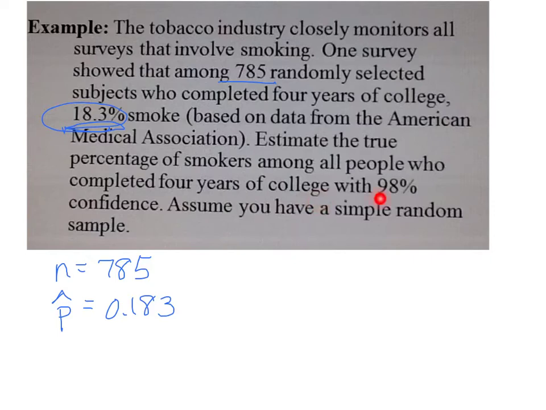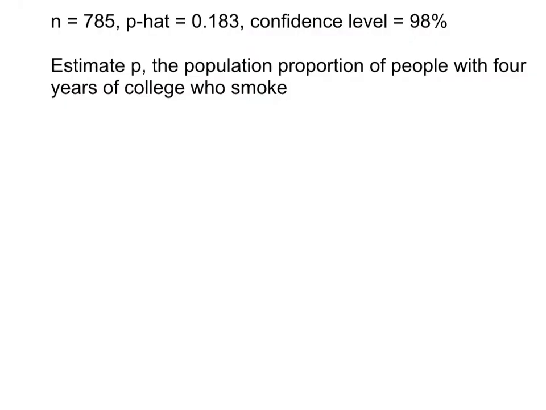with 98% confidence. So this percentage here goes with my confidence level. That 98% is my confidence level. It is not the percentage of smokers. We want to make sure we're very clear on that. And again, they give us one of our requirements right here, that we have a simple random sample. So let's remember what we have. We know that our sample size is 785, our sample statistic, our proportion, is 18.3%, and our confidence level is 98%.